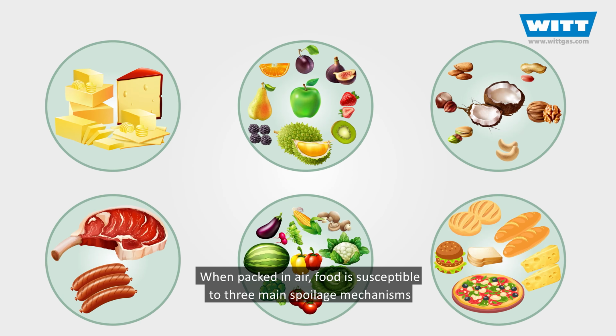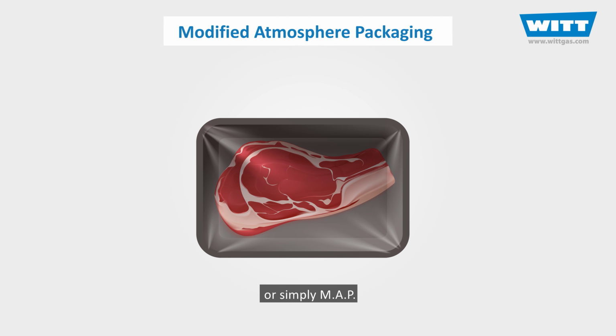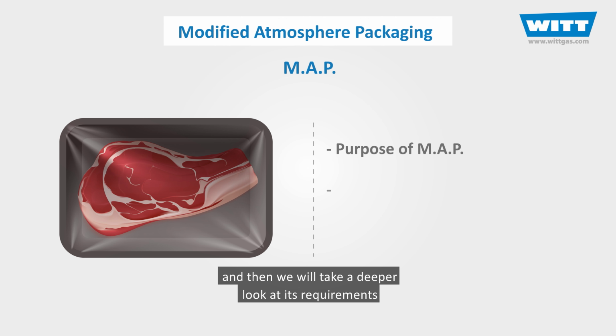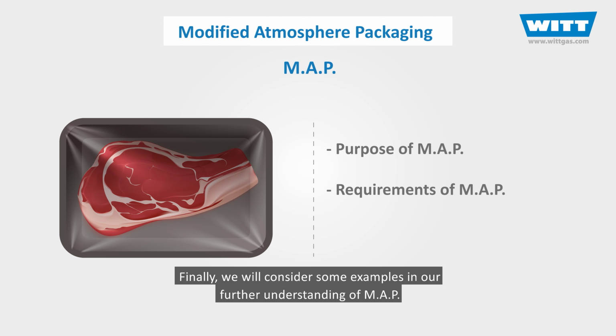In this video, we're going to learn about a modern method of food packaging called Modified Atmosphere Packaging, or simply MAP. First, we will talk about the purpose of this method, and then we'll take a deeper look at its requirements. Finally, we'll consider some examples in our further understanding of MAP.